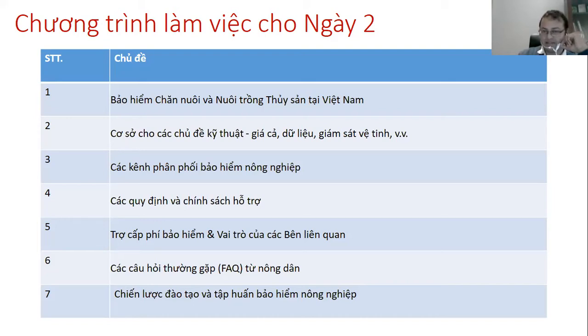And as was mentioned earlier, we also have a colleague from IFAD, the INSURED team at IFAD, who will be presenting in the afternoon on the INSURED program and what they are doing and so on.